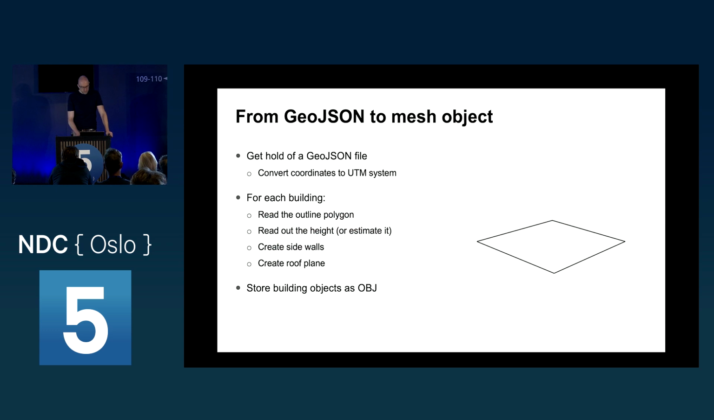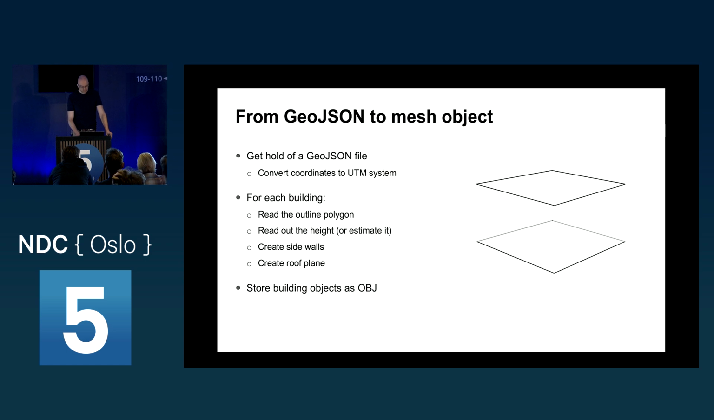So what do we do? How do we get buildings from outlines? So here's one way of doing it. Okay, let's return to the GeoJSON file. You convert it to the UTM system you're working in. And for each building, you read the outline polygon. That's the thing on the right here. You read out the height, or you estimate it if you don't have it.